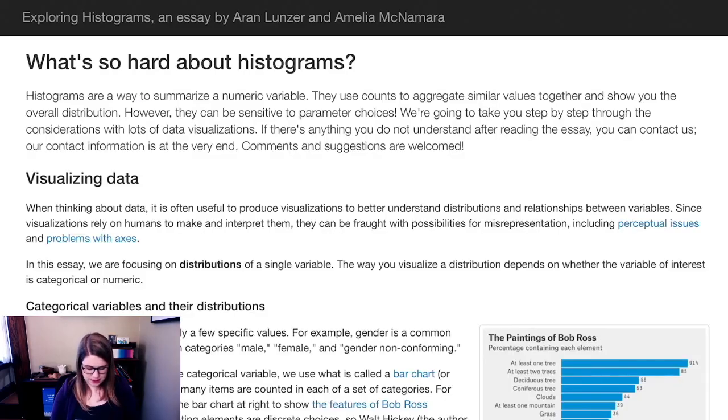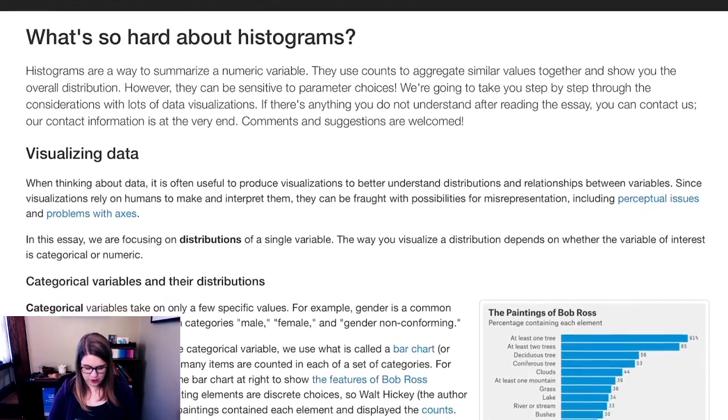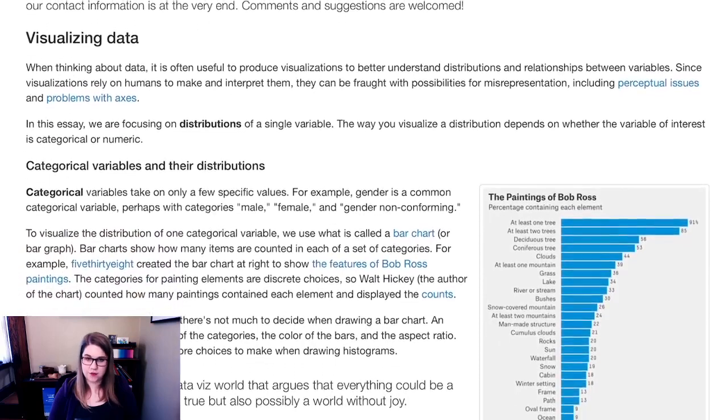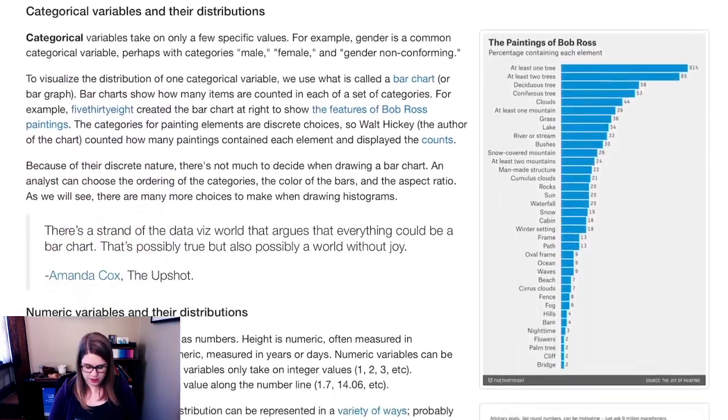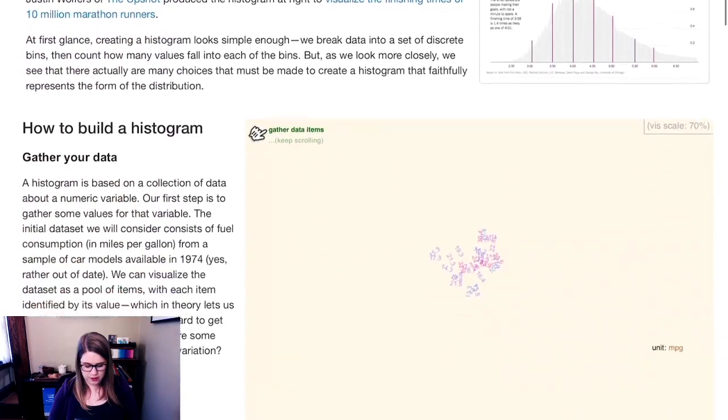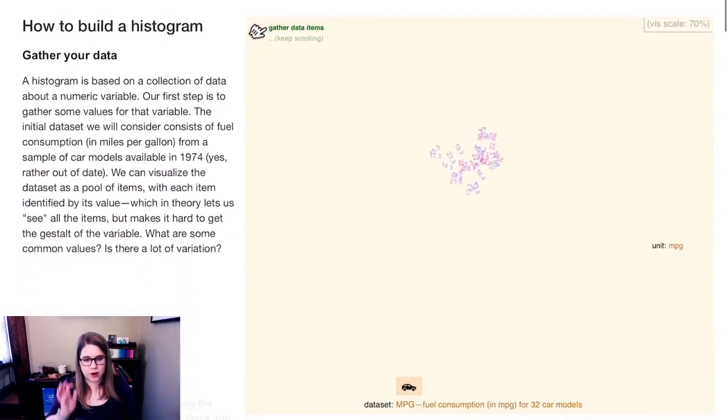This is an essay about histograms with my collaborator, Erin Lunzer, and if you want to go look at it and read it, you certainly can. But I also just like it as something that I can walk through in a video like this with you.